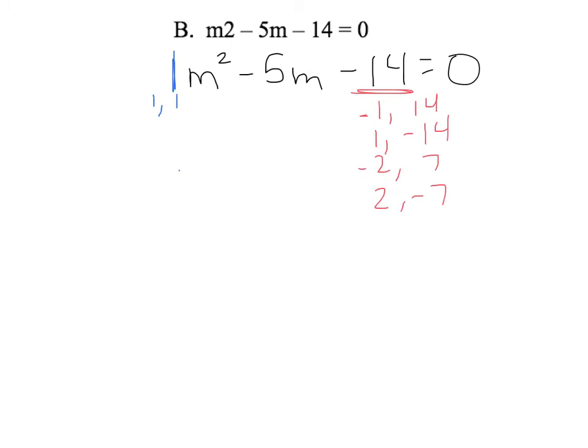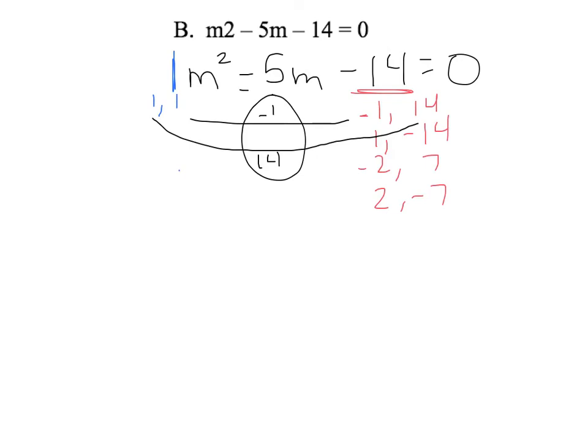So now I go through and check. I could do 1 times negative 1, which is negative 1, and 1 times 14, which is 14. If I add these together, 14 plus negative 1 is 13, which is not what we're looking for. We're looking for negative 5. So it's not even close.